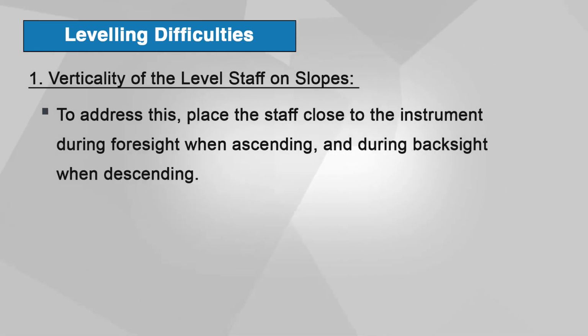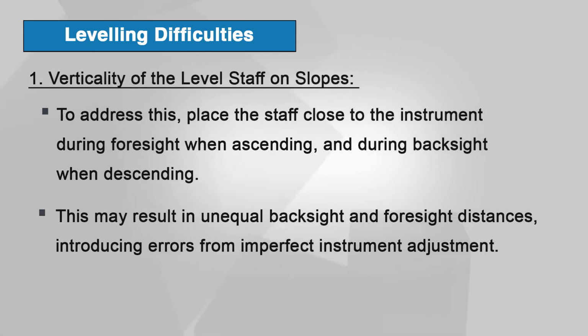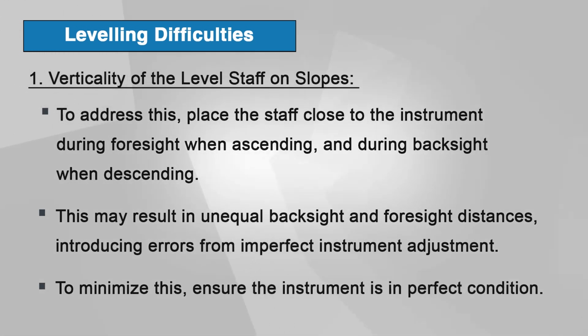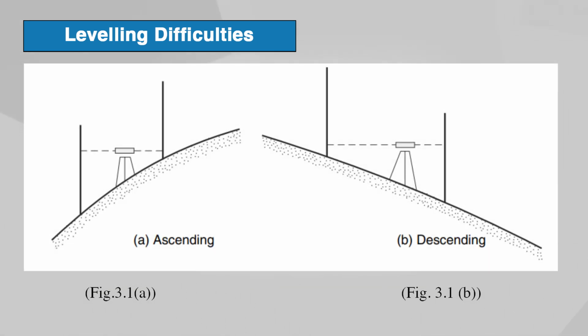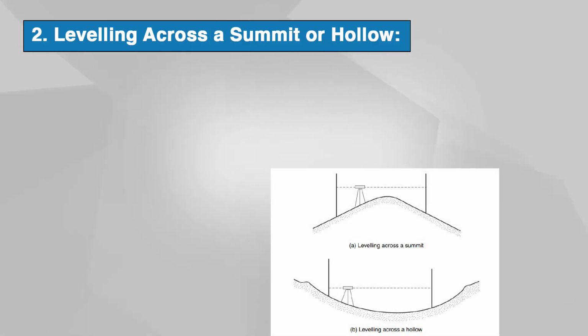Now, to address this, we have to place the staff close to the instrument during foresight when ascending and during backsight when descending. This may result in unequal backsight and foresight distances, which will introduce errors from imperfect instrument adjustment. To minimize this, ensure the instrument is in perfect condition. Another approach is to position the instrument off the line of levels and take zigzag readings, which is particularly helpful for avoiding short sights.